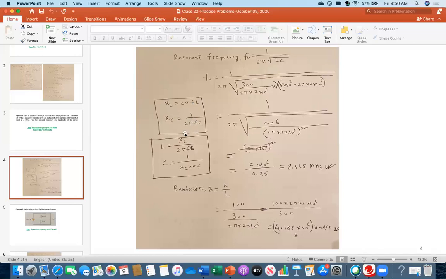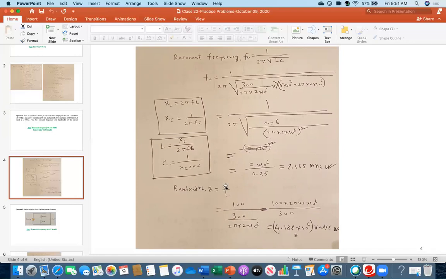So from there, you see, I am finding C as 1 over XC times 2 pi F. And then inside root over LC, I am putting the L value by using this equation and the C value by using 1 over this one. And then it's just a matter of calculator. You should be getting about 8.165 megahertz.